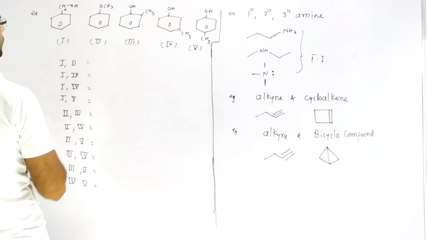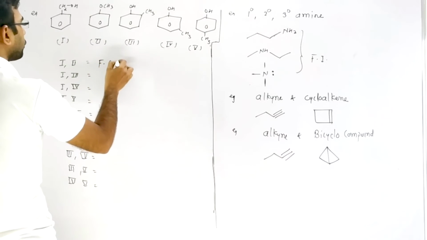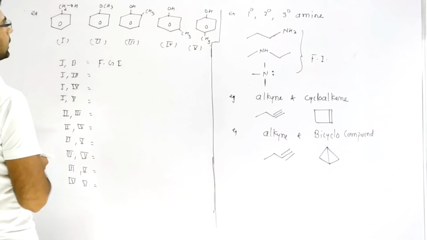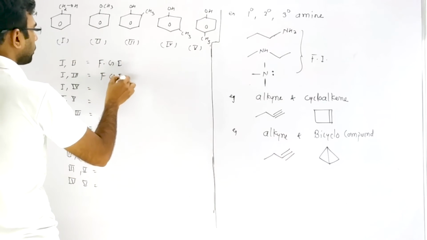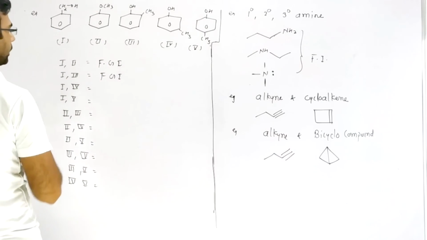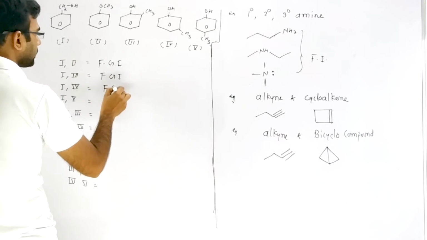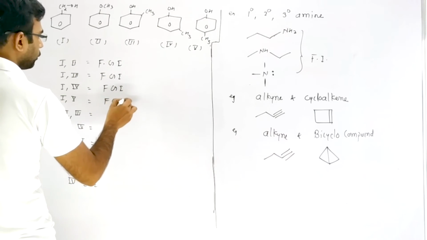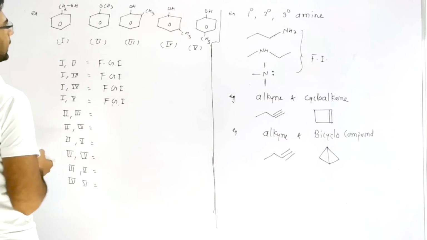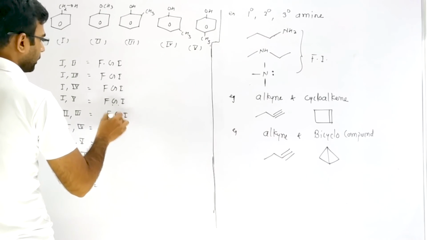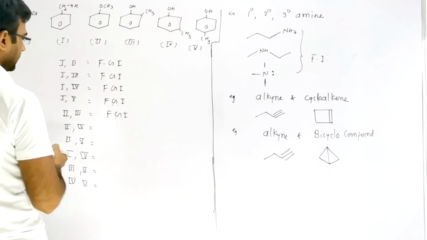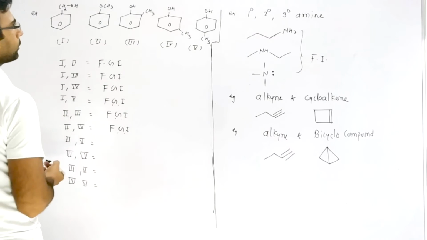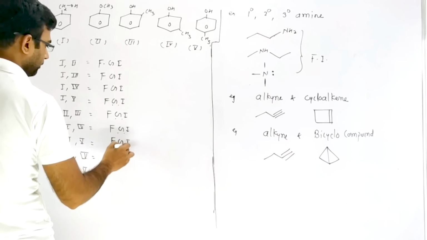First and second are functional group isomers because one is an alcoholic group while the other is an ether group. First and third are also functional group isomers because one is a phenolic group, the other an alcoholic group. First and fourth are also functional group isomers because of the alcoholic and phenolic groups, and first and fifth are also functional group isomers. Now second and third are functional group isomers because of ether and phenol. Second and fourth are functional group isomers. Second and fifth are also functional group isomers.